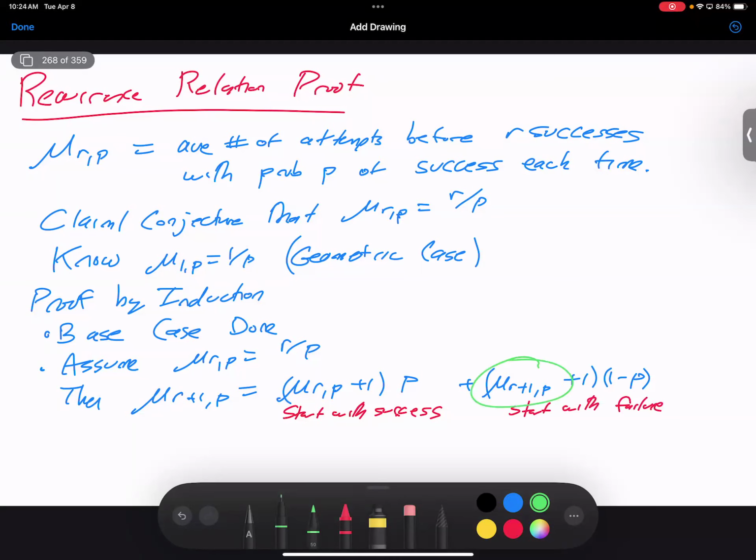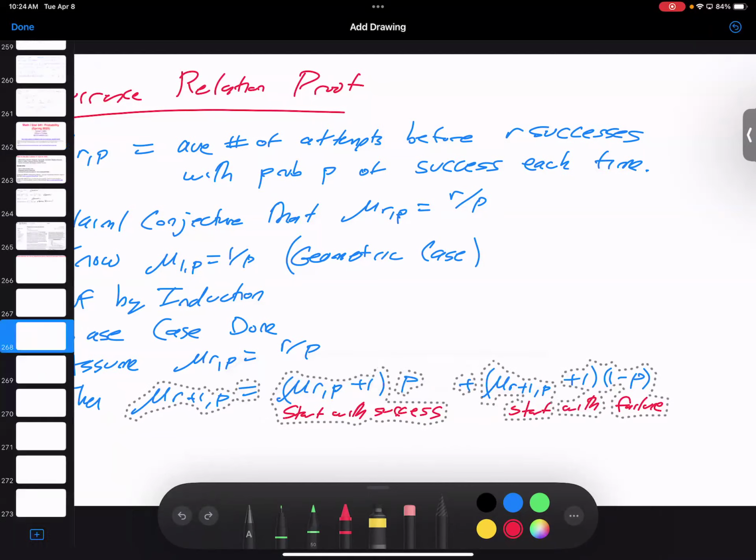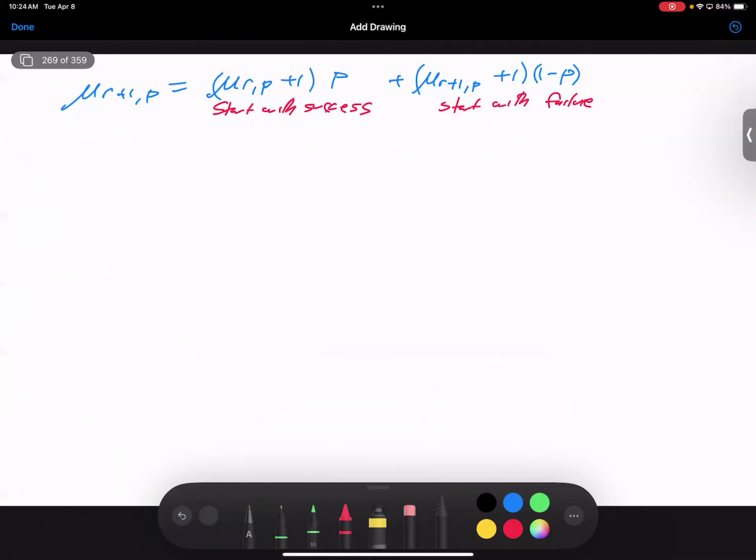And so notice the quantity we're trying to solve is on both sides of the equation, and the coefficient in front of it is not 1. Because it's not 1, we can actually solve for it. Let me just write this on the next page. So we know, by assumption, this is R over P.